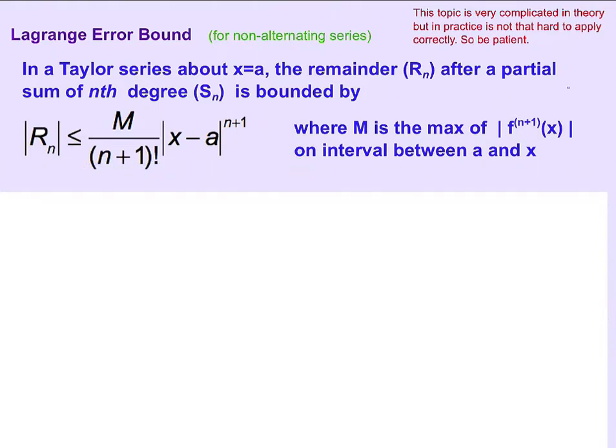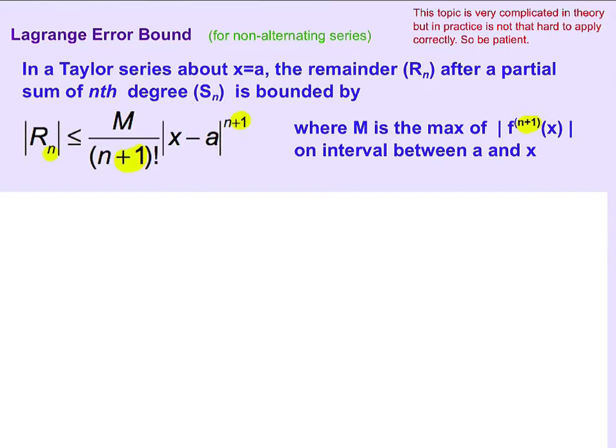That remainder has to be less than this M that we'll talk about in a second, over n plus 1 factorial times the absolute value of x minus a to the n plus 1. What I want to make sure you notice right away is this plus 1 here. If we're talking about the nth remainder, the remainder after the nth degree term, then the number we're going to put in the factorial, the number we're going to put in the exponent, and in a second you'll see the number we put in the derivative, are all one more than that. That is the most important thing to remember.